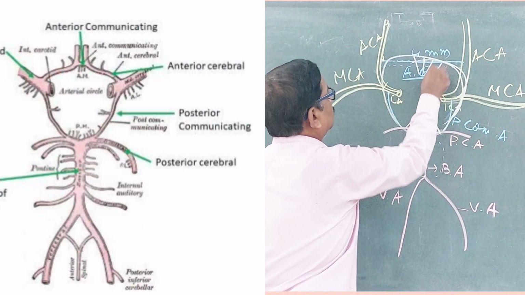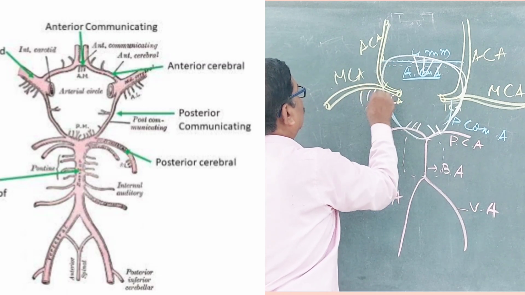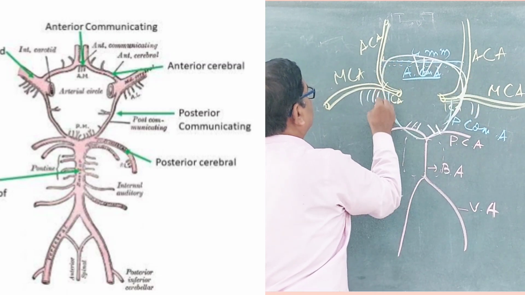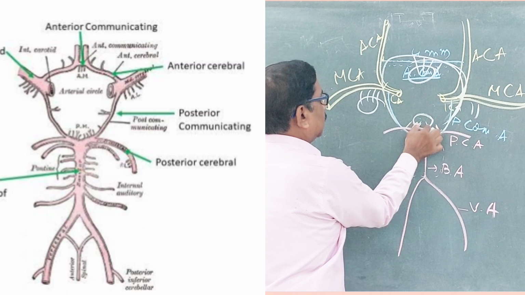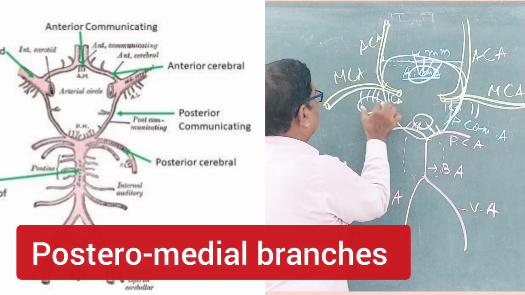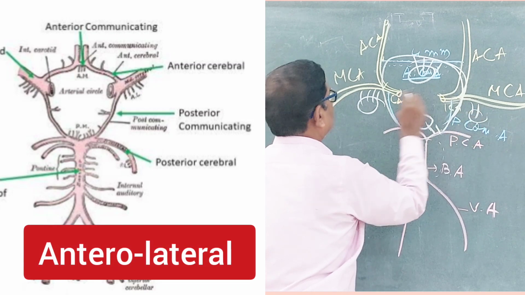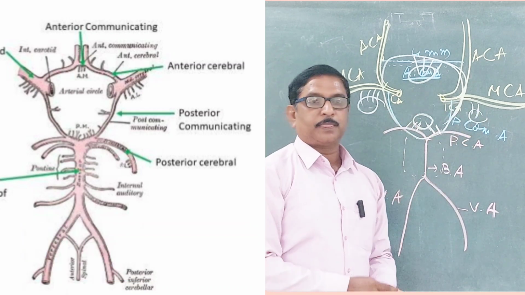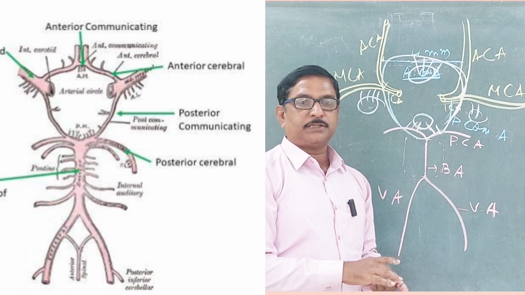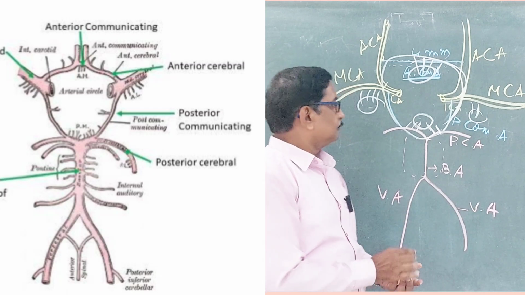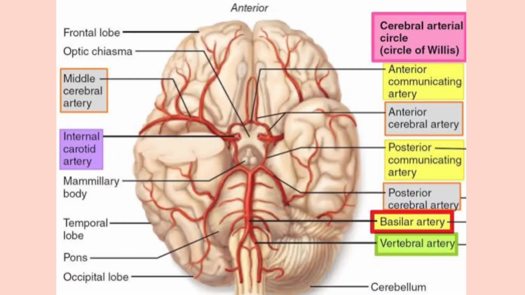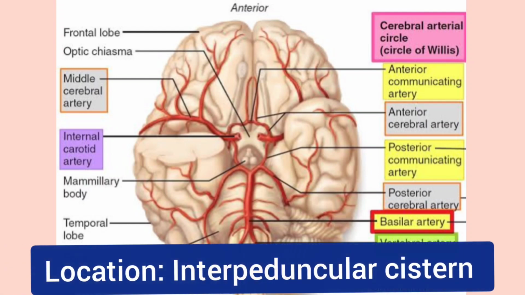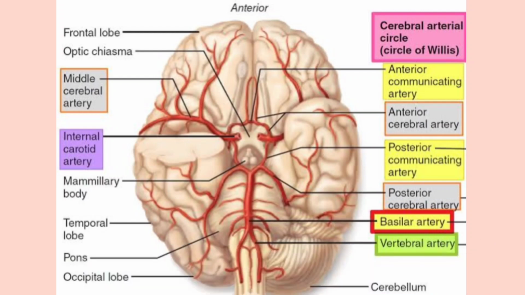The different branches from the circle of Willis are: all these are central branches, and all these are different lateral branches. The medial branches are called the anteromedial and posteromedial, and the anterolateral and posterolateral. So all these are branches from the circle of Willis. They are both cortical branches and central branches. This circle of Willis is present at the base of the brain, in the subarachnoid space or the cistern of the interpeduncular fossa, and around the interpeduncular fossa you will find the circle of Willis.